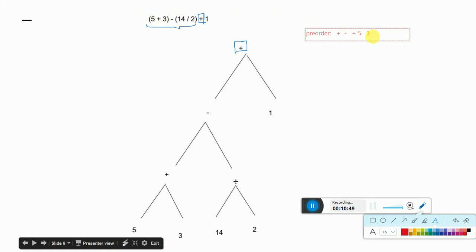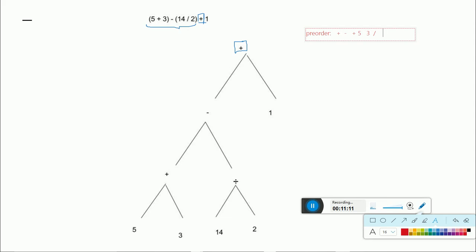All right. So we had top, left, right, but then within this left, we had to go top, left, right, but then within this left, we had to go top, left, right. So we're kind of working back over here. So we had top, left. Now let's go right. So we got plus 5, 3. We're going to put our division sign next and then go top, left, right.